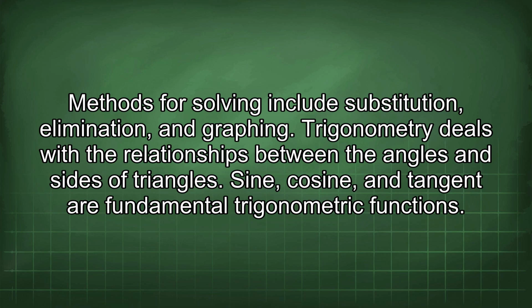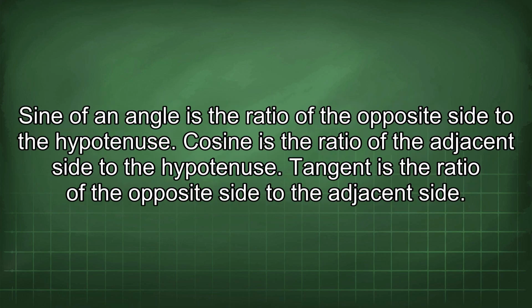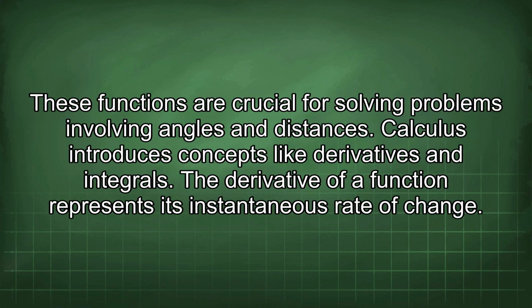Trigonometry deals with the relationships between the angles and sides of triangles. Sine, cosine, and tangent are fundamental trigonometric functions. Sine of an angle is the ratio of the opposite side to the hypotenuse. Cosine is the ratio of the adjacent side to the hypotenuse. Tangent is the ratio of the opposite side to the adjacent side. These functions are crucial for solving problems involving angles and distances.